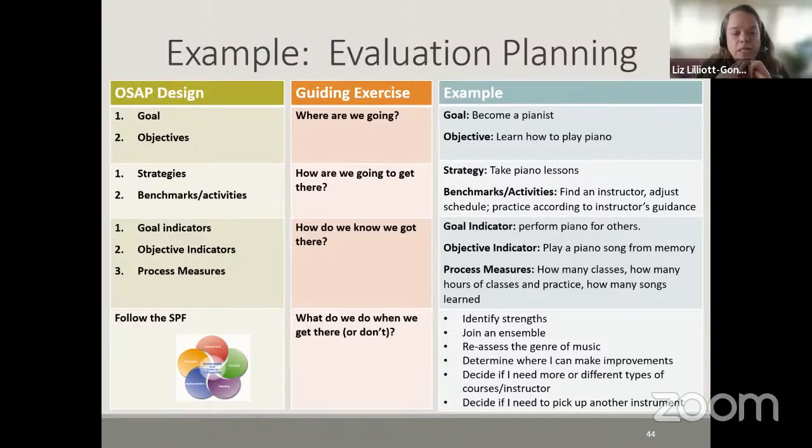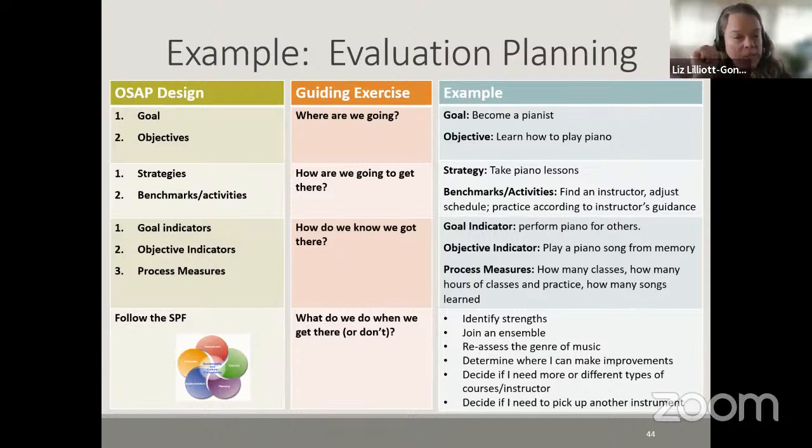Then the indicators here are, once again, as we mentioned before, the thing that lets you know that you've actually been able to achieve your goal. So a goal indicator, how do we know we got there? You're able to perform piano for others. That could be the indicator that suggests that you have achieved your goal, or one indicator. Your objective indicator for that one would be to play a piano song from memory. And you would perhaps have learned that from taking your piano lessons, from your strategy.